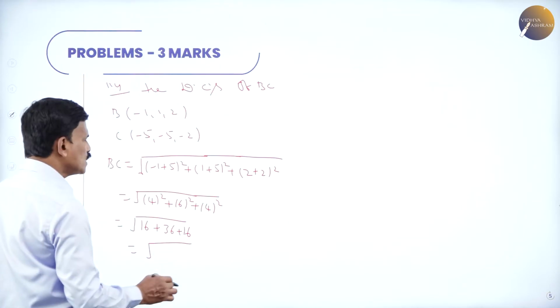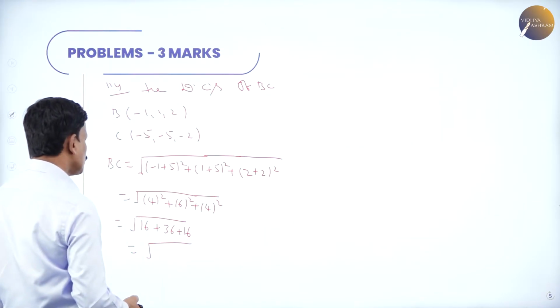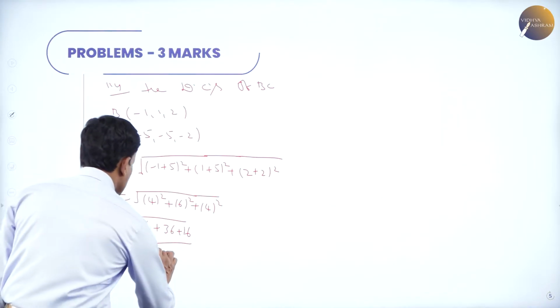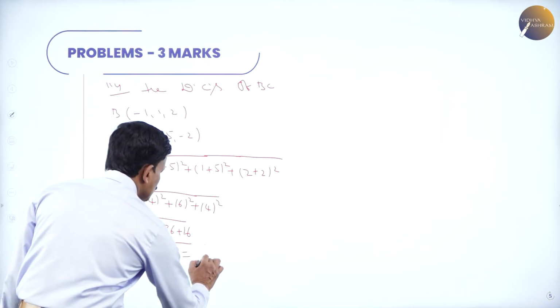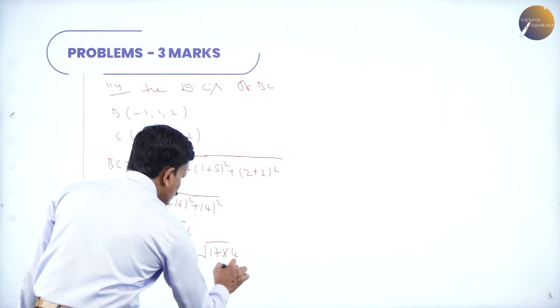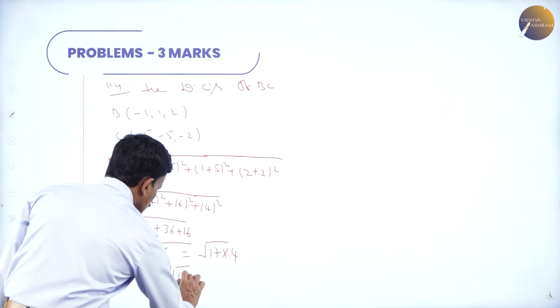Root of the same thing we are going to get, that is 36 plus 32, that is 68. This is 17 into 4. This is equal to 2 root 17.